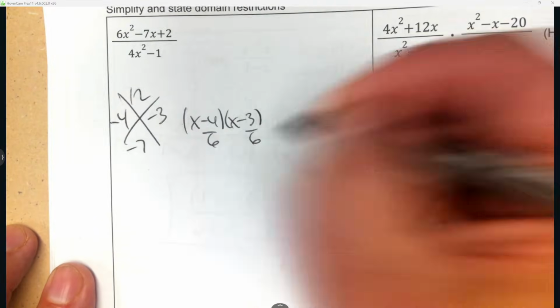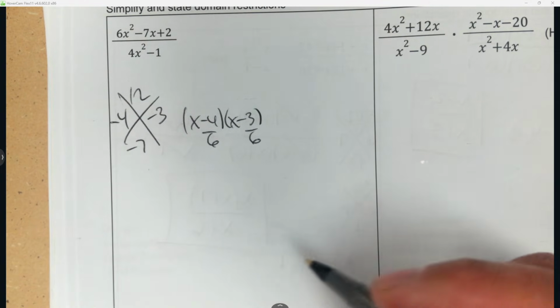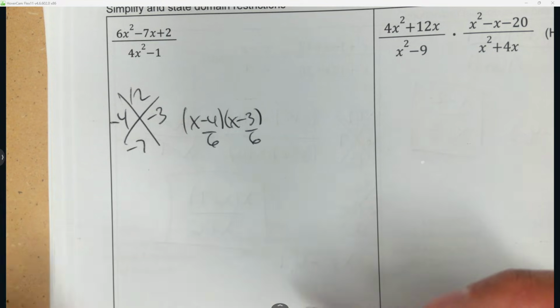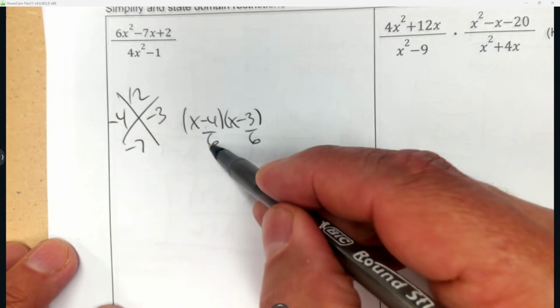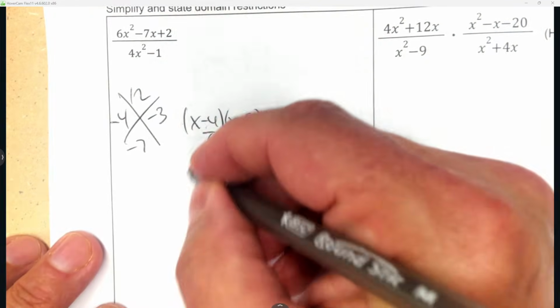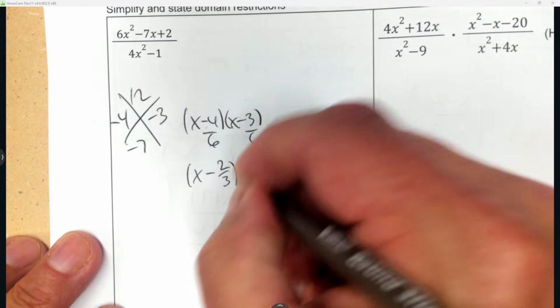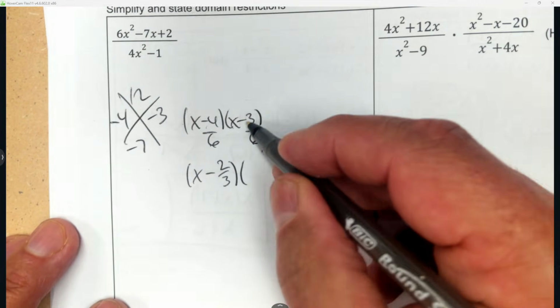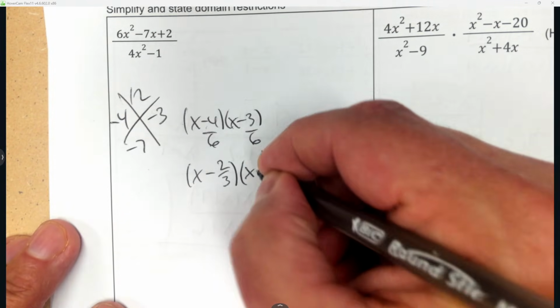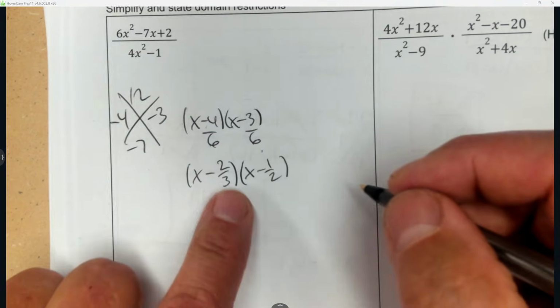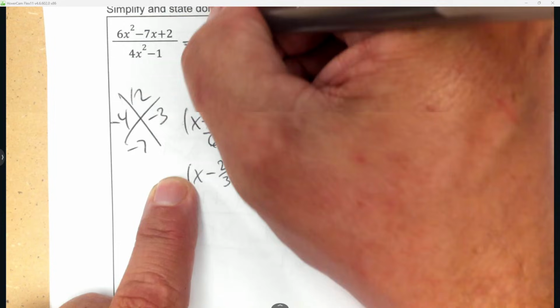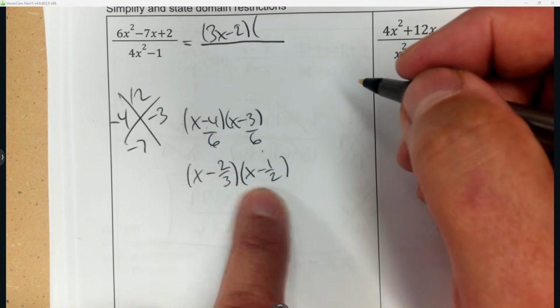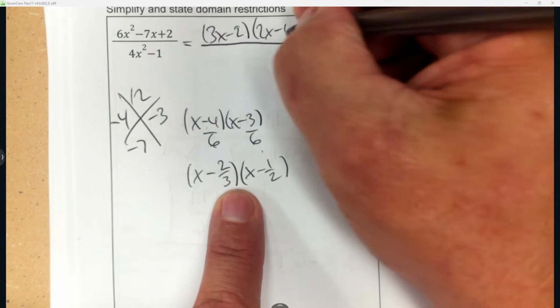Now what makes this a little challenging is I can't slide the denominator yet because the fractions have to be in lowest terms. So 4 over 6, divide by 2, and it's 2 over 3. 3 over 6, divide by 3, and in lowest terms it's 1/2. Now the denominator is going to slide in front. So I'm going to write 3x minus 2, and the denominator in front, 2x minus 1.